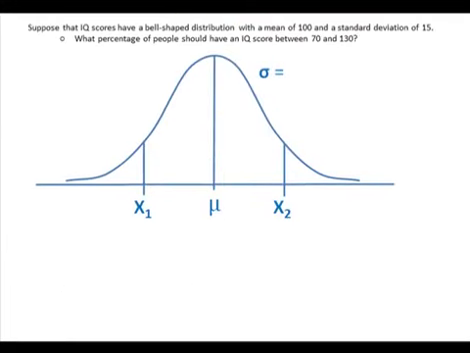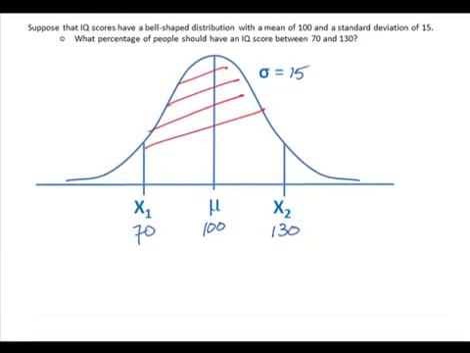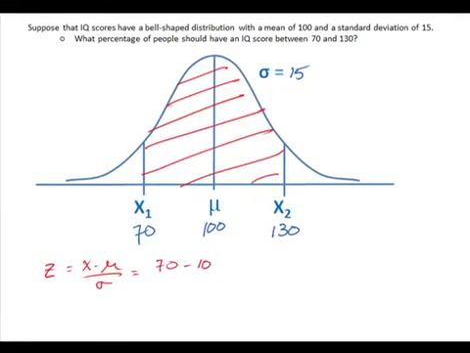Now let's take a look at this one. Suppose that IQ scores have a bell-shaped distribution with a mean equal to 100, a standard deviation of 15. What percentage of people should have an IQ between 70 and 130? We shade again the inside of the graph. Again, the first thing we do is find a z-score. Z is equal to x minus mu over standard deviation. So x being 70, minus 100 over 15, or negative 30 over 15, which is equal to negative 2.00.